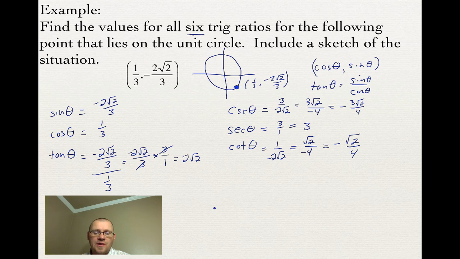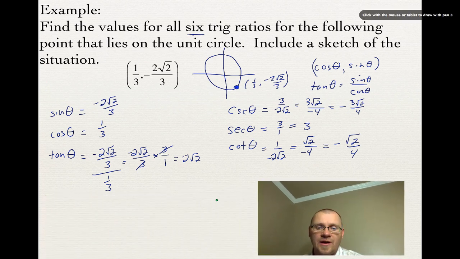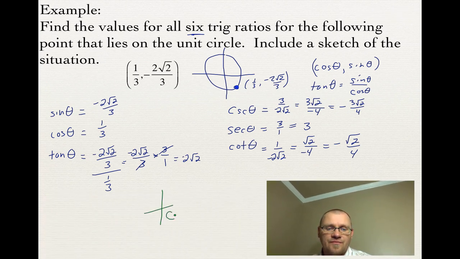Now, taking a quick look at our CAST rule while we're at it. CAST rule says that cosine should be the only thing that's positive in the fourth quadrant. And there it is. Cosine is positive in the fourth quadrant. Sine and tan are both negative. But the reciprocal of cosine is also positive because you're just flipping a number. And when you flip a number, you don't change the signs. So not only is cosine positive in quadrant 4, but secant is also positive, which means cosecant should be negative, and it is. And cotangent should be negative, and it is.